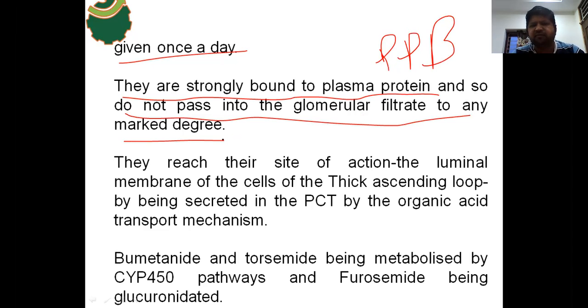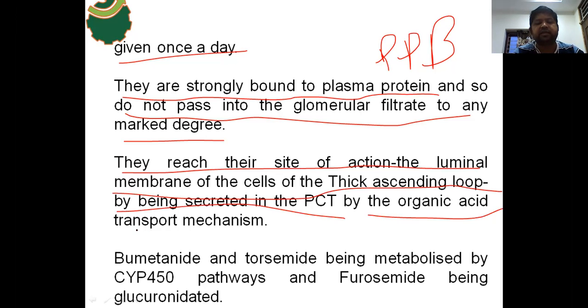As a result, the free form of the drug will enter into the glomerular filtrate, but when the drug is in combination with a particular protein, unless and until that protein releases the drug, unless and until the drug comes into the free form, it cannot enter into the nephron. That's why most of the drug stays in the blood unless and until it gets free from the plasma protein. And they reach their site of action, the luminal membrane of the cells of the thick ascending loop of Henle, by being secreted in the PCT by the organic acid transport mechanism.